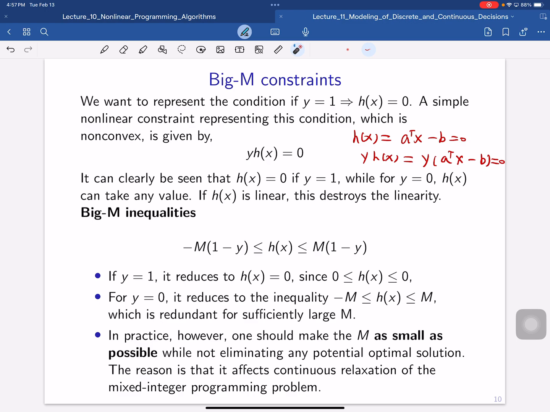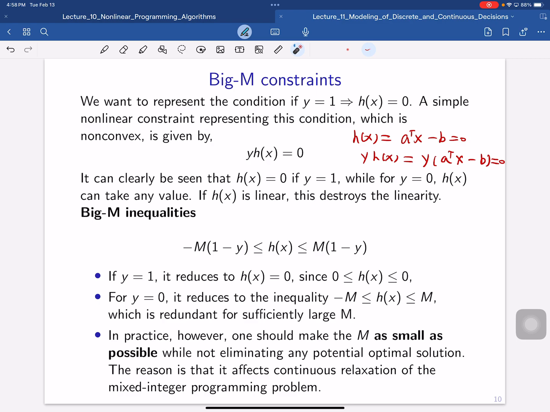The idea is, let's say you have a way to pick a sufficiently large one. But in practice, on the one hand, you want a sufficiently large big M. But you also want this value to be as small as possible, such that you are not cutting off a big chunk of your solution space. Okay?